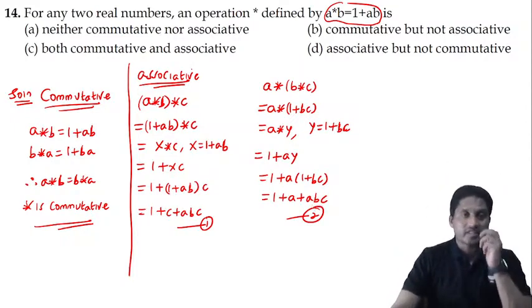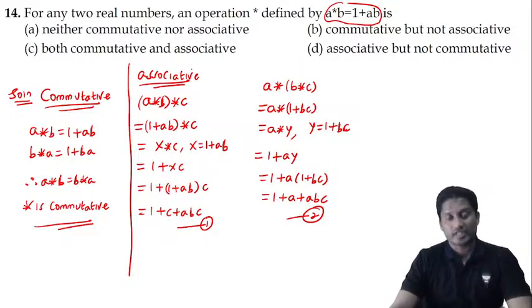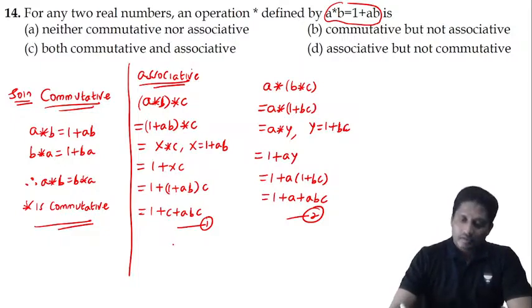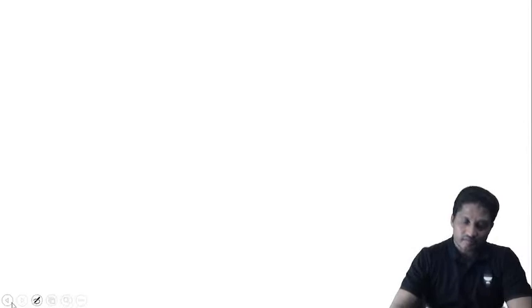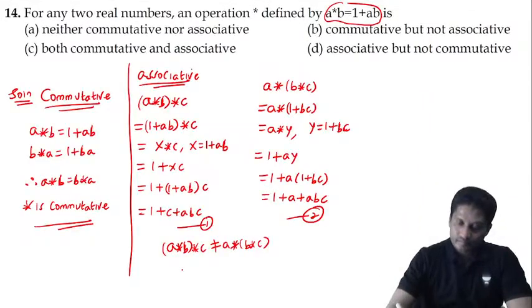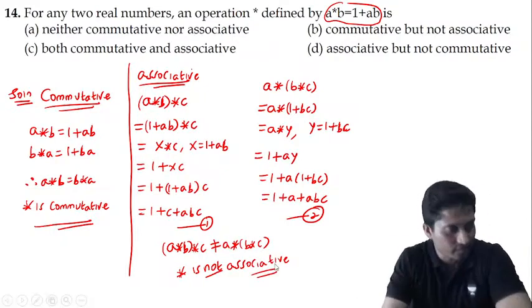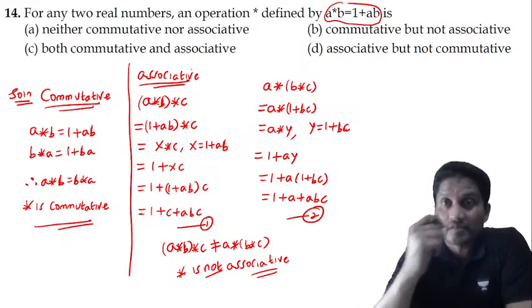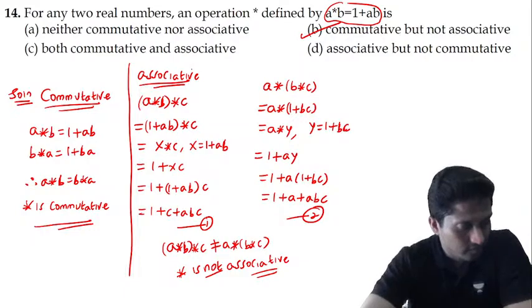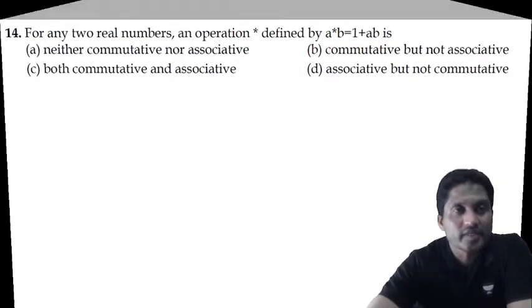Right, this you have done in relations and functions, 12th standard first chapter, exercise 1.4. A star B star C is not equal to A star B star C. So star is not associative. Isn't it, guys? So it is commutative but not associative. Answer will be option B. Right? Let's move to the next question.